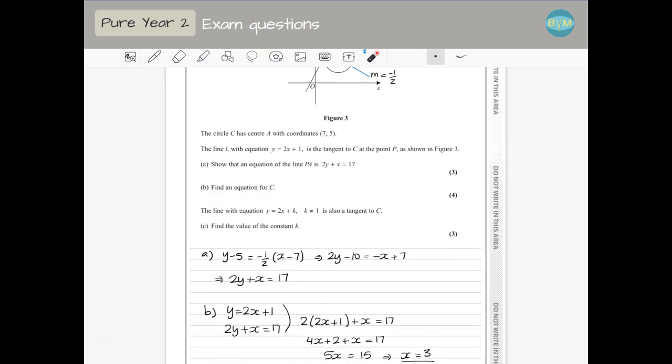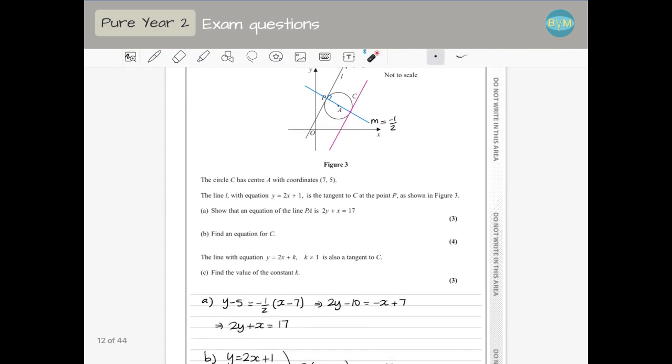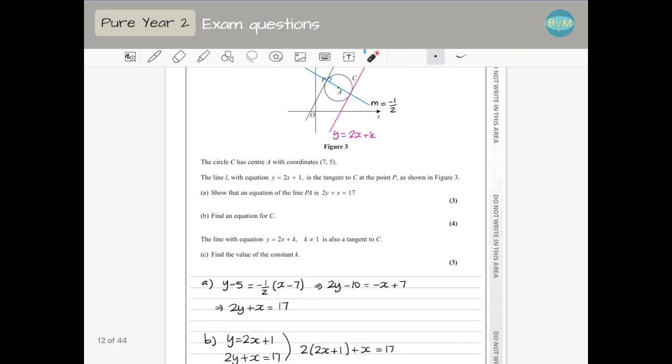Then the line with equation y equals 2x plus k, with k different than 1, is also tangent to C. So you see that this has the same gradient as this one, which means it is a parallel line that is tangent. So it's going to be this one here, the second line, parallel to the other one because it has the same gradient. So this one is y equals 2x plus k, and we need to find the value of the constant k.